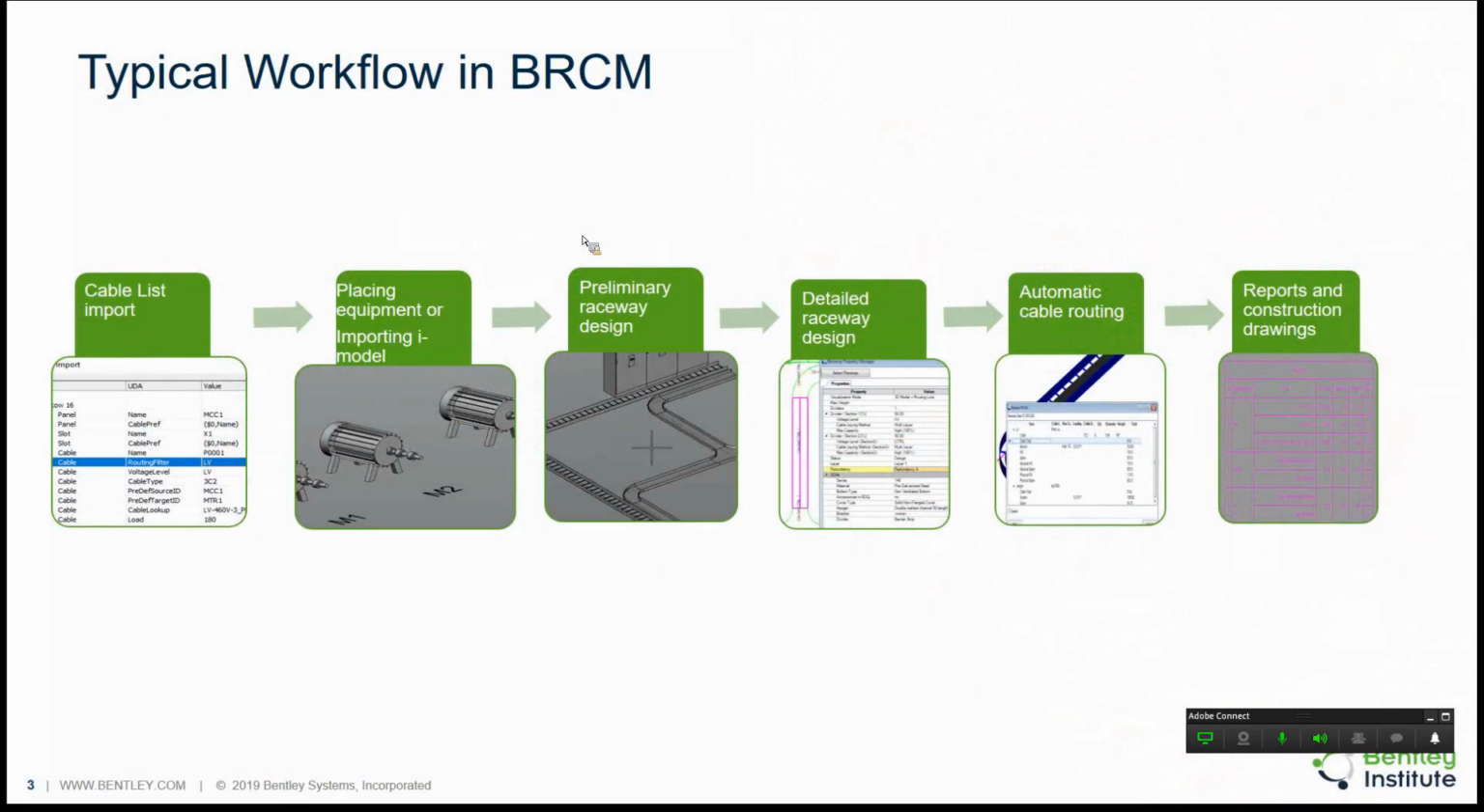So I want to start by presenting a typical workflow in Bentley Raceway and cable management. There are a lot of variations in the workflow, but this is a workflow that we would recommend to a user that is just starting to use our product. So the design starts by importing cable lists into Bentley Raceway and cable management, placing electrical equipment or importing that from iModel, doing a preliminary raceway design, followed by a detailed raceway design, and finishing with automatic or manual cable routing and doing various reports, construction drawings, and schedules.